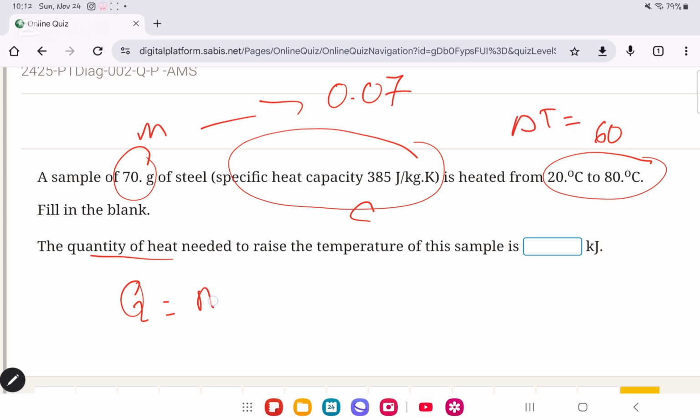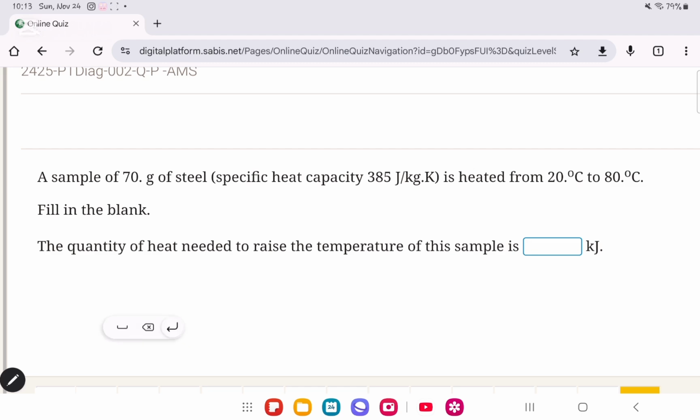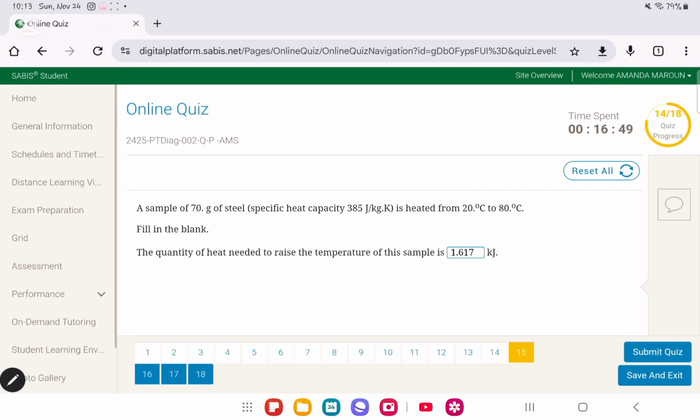So very simply, Q equals MC delta T. M is 0.07 times C, which is 385, times delta T, which is 60. Doing it, 0.07 times 385 times 60, we are going to get 1617. But pay attention, we have the specific heat capacity in joules. So to change it from joules to kilojoules, we just need to divide by 1,000, and we are going to get 1.617 kilojoules. So 1.617 kilojoules.